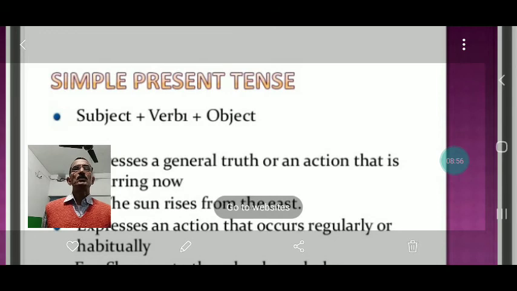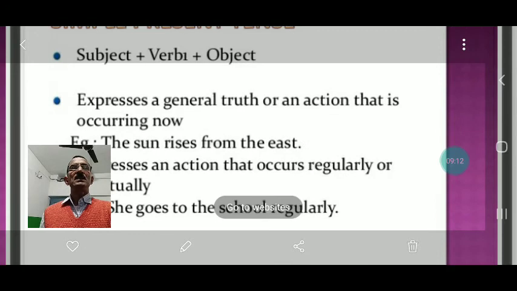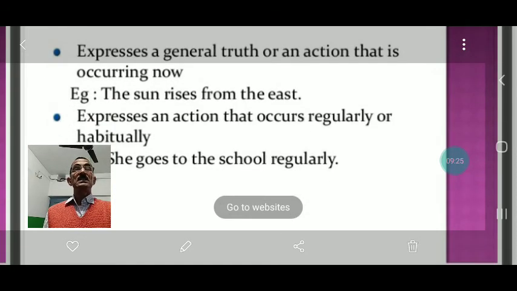Now I would like to tell you about simple present tense. What is simple present tense? I have already explained it to you with the structure also. Again you have to know: subject plus verb 1 plus object. What does it express? It expresses a general truth or an action that is occurring now, as here: the sun rises in the east. From the east you can also say. It expresses an action that occurs regularly or habitually. She goes to the school regularly.